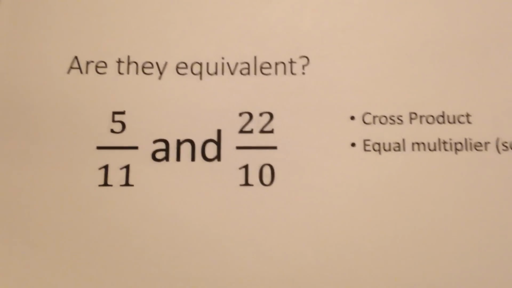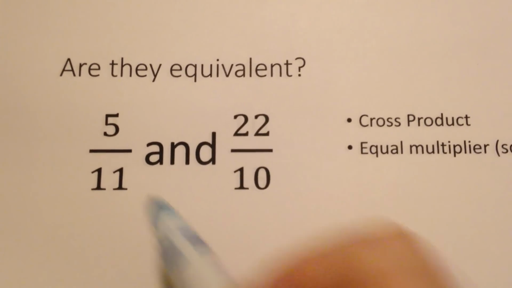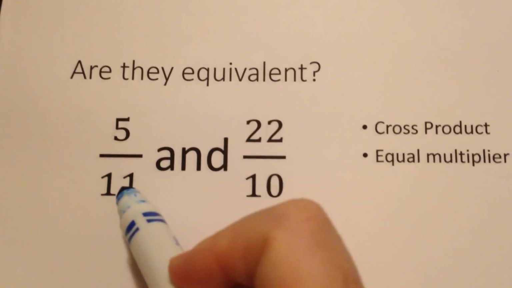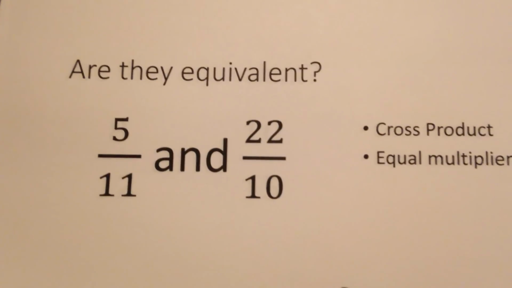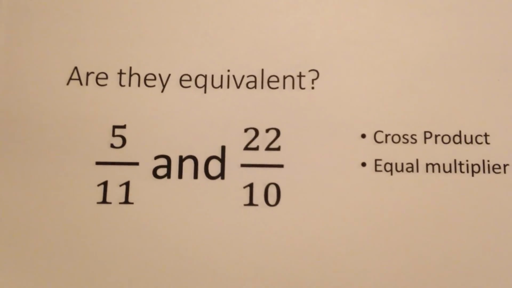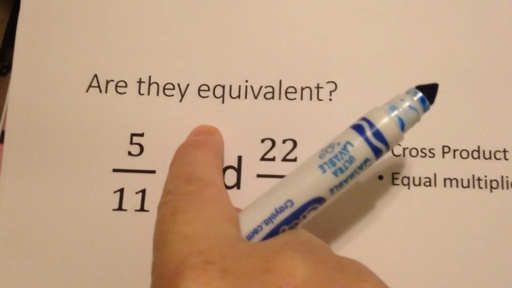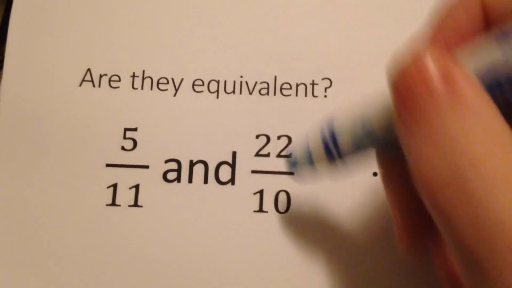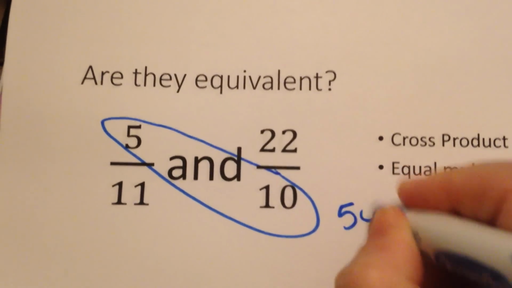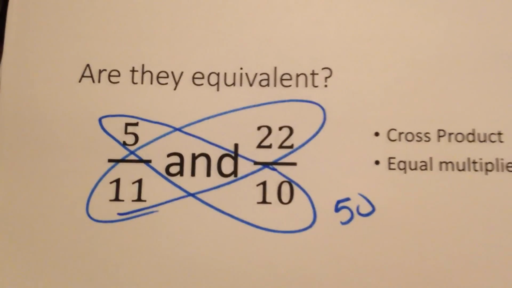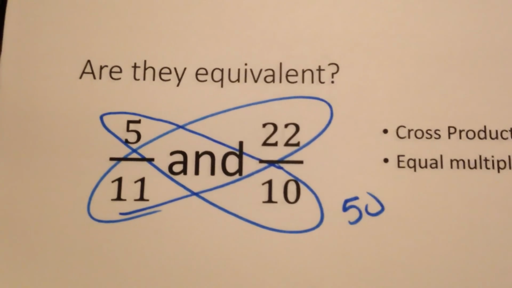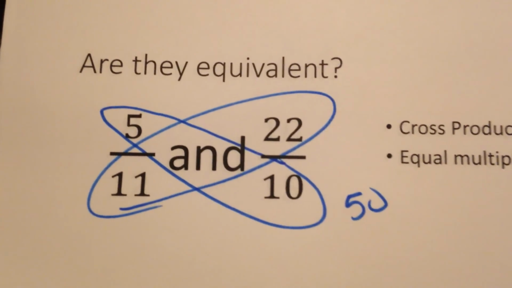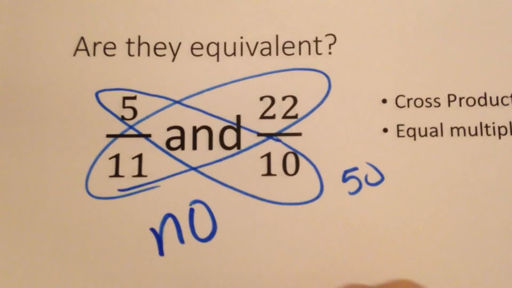Okay, are these equivalent? I see 5 times 2 is 10 and 11 times 2 is 22. So does that mean they're equivalent? I multiplied by 2, but it's not. I have to multiply the numerator by something to get the other numerator, because that'd be tricky. We check our cross products then. 5 times 22 would be 110, and 11 times 10 is 110. Okay, so this one is a no.